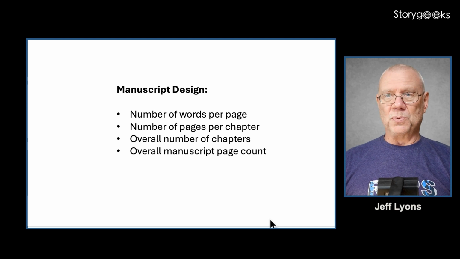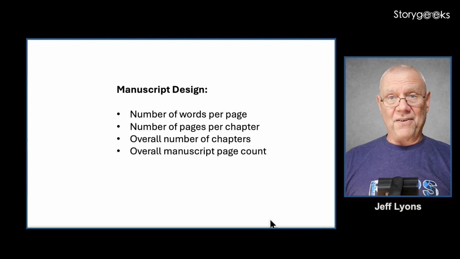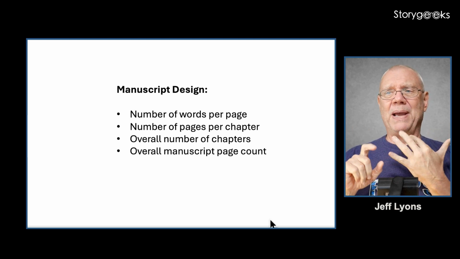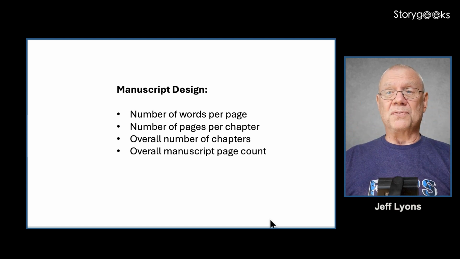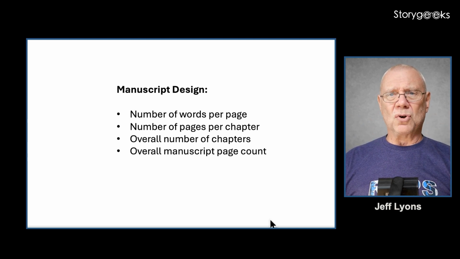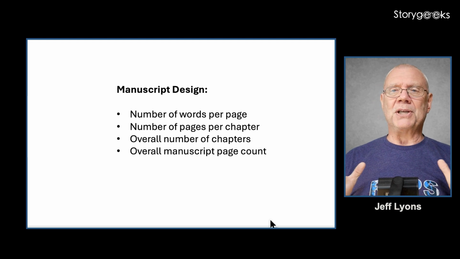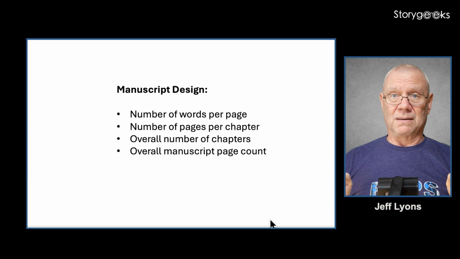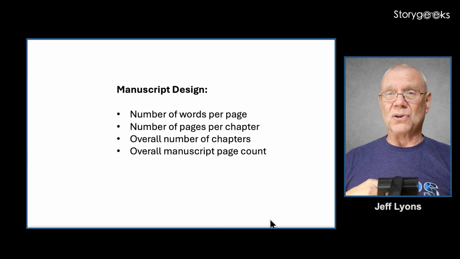Then we have the next piece, which is manuscript design, effects, pacing, the number of words on the page, the number of pages per chapter, overall chapters for the book, overall page count for the book. Those are all fundamental questions you've got to think about, especially as a first-time writer. You've got to have your word counts right. You can't hand an agent a 200,000 word first novel. They're going to put you in the round file, even if it's a great book. They don't know it's a great book. They're probably not going to read it.